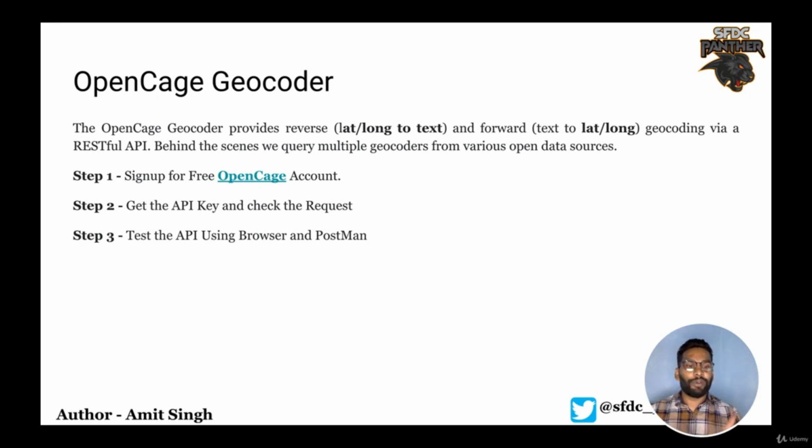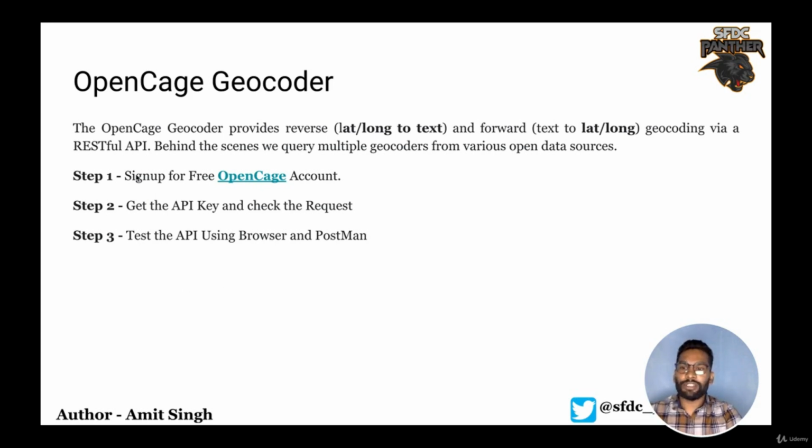So basically, before we go ahead, what is OpenCage Geocoder? OpenCage Geocoder provides reverse and forward geocoding. That means if you provide latitude and longitude, you can get the complete address, or if you provide the complete address, you can get the latitude and longitude for that particular address. That is what we are going to do, and the API is a RESTful API. We will also see how we can do that.